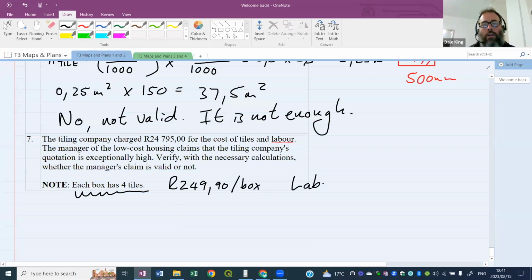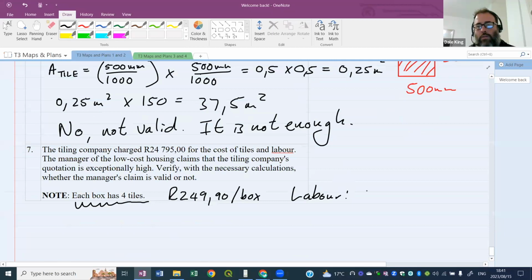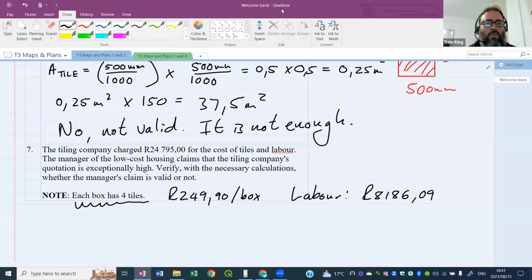And labor costs 8186.09. So we're going to work this whole job out and say, is that charge of 24,795 valid or not? I'm going to give you 5 minutes to do this. You've had practice now. You're getting the idea. I'm giving you 5 minutes to do this.